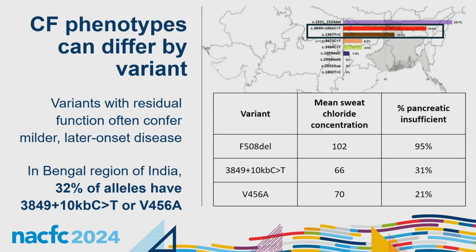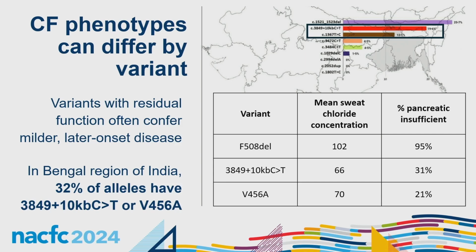And so I've pulled some data out of CFTR2 to show you what this looks like, at least from objective measures here. So when we look at individuals with 2 copies of delta F508, we see a mean sweat chloride of around 100. Almost everybody is pancreatic insufficient. Conversely, if we look at people who have 1 copy of delta F508 or similar variant, and then 1 copy of either the 3849 variant or V456A, you can notice an appreciably lower sweat chloride in that group and significantly lower percentage of people who are pancreatic insufficient.